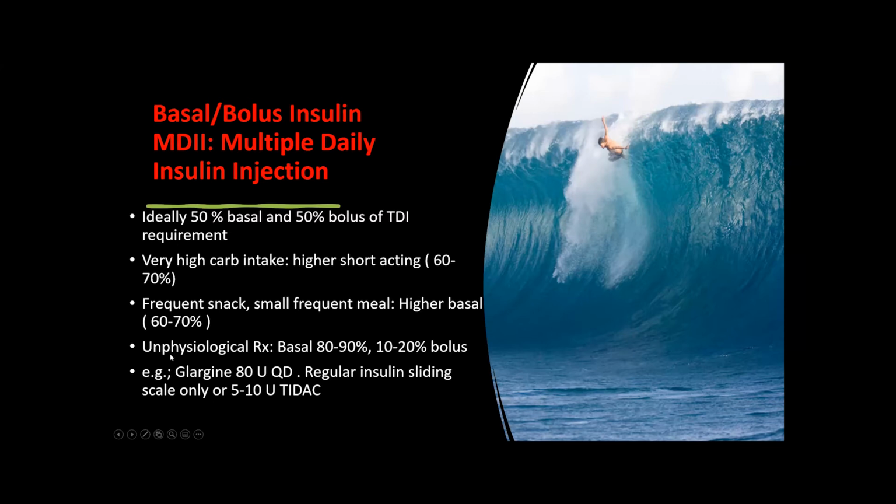And what about this example, where you just keep on giving basal insulin alone, or your basal insulin is almost 80 to 90% and only 10 to 20% is bolus? So what does it mean? It is called riding on the basal. Here's an example: basal insulin is 80 units per day, and you are giving only the regular insulin sliding scale, or you are using only 5 to 10 units.